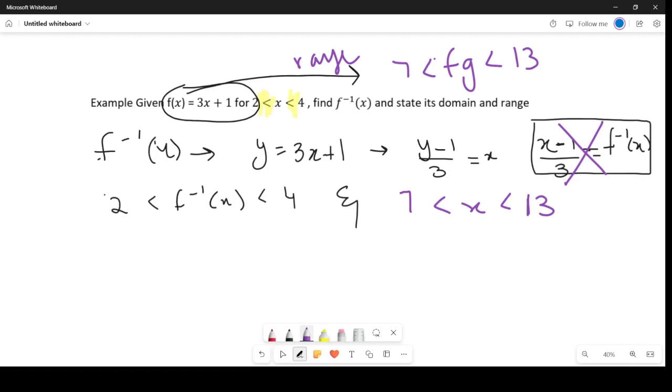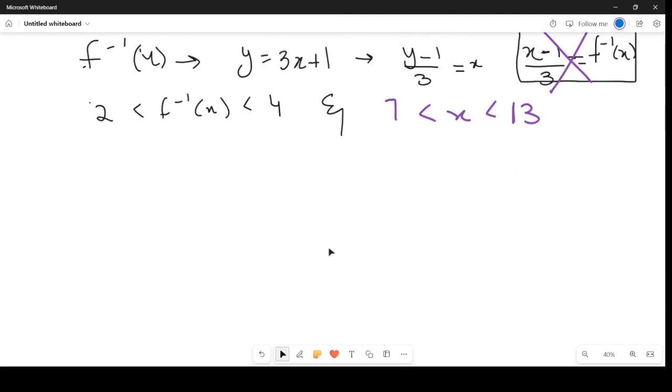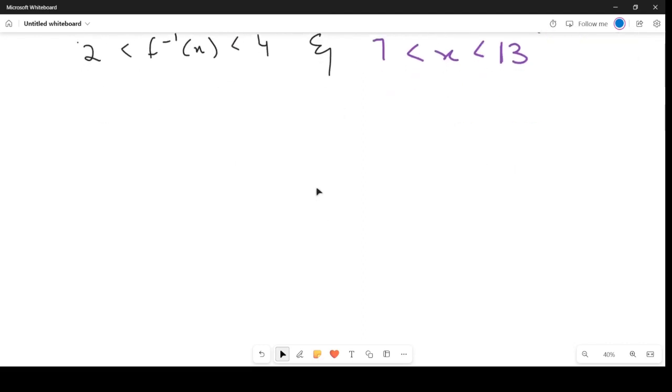Okay, now we're going to discuss how to find inverse of quadratic function. वो थोड़ा सा different होता है. Inverse of quadratic function.